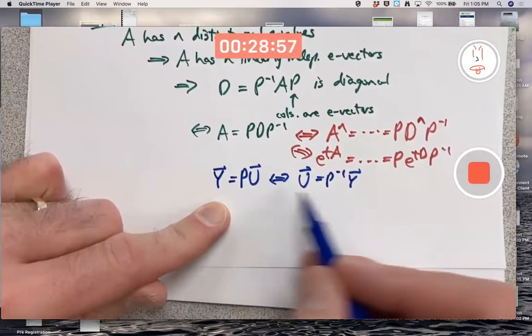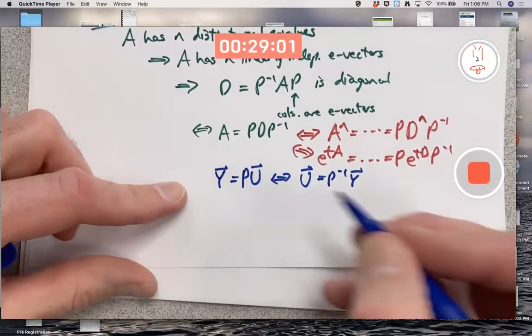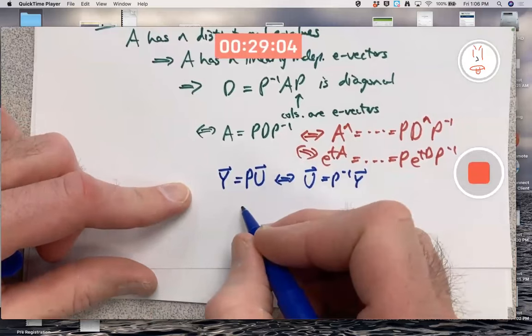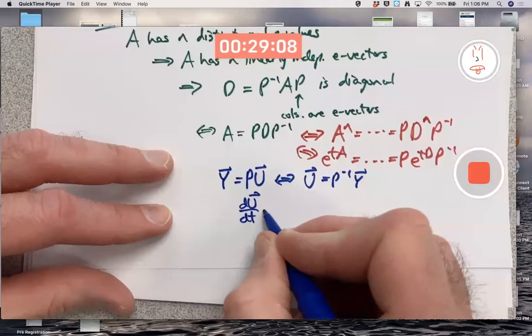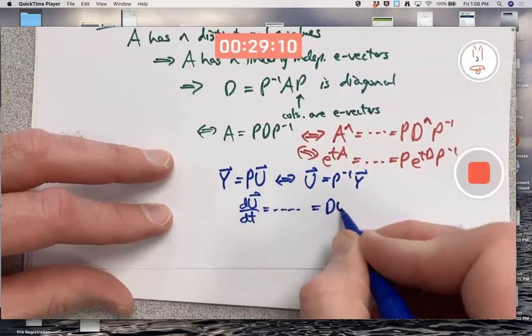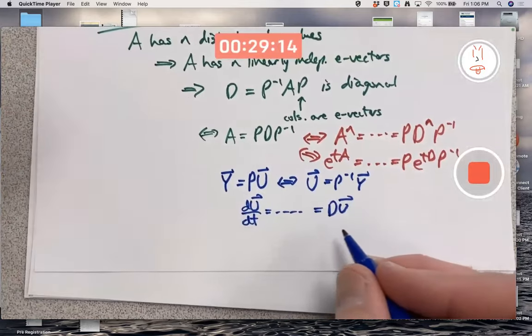And using this idea, this is the change of coordinates. This is the new variable u. You should be able to verify, I think it came up on one exam, although it was in an abstract form, that du/dt, after some work, is equal to Du. And that is a completely decoupled system when D is diagonal.